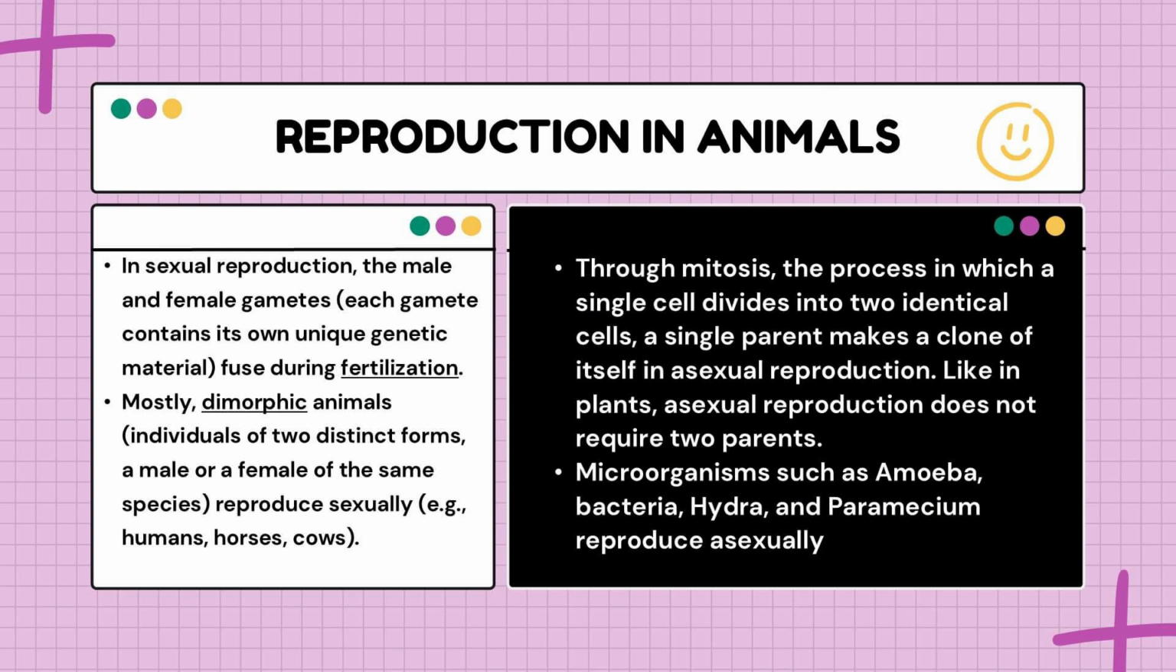Mostly, dimorphic animals, or kapag sinabi natin dimorphic, these are the individuals of two distinct forms, a male or a female of the same species. Dimorphic, ibig sabihin, pareho silang tao, pareho silang aso, pero magkaiba sila ng kanilang sexuality. Yung isa ay babae at yung isa ay lalaki. They are dimorphic. Okay? And they reproduce sexually.